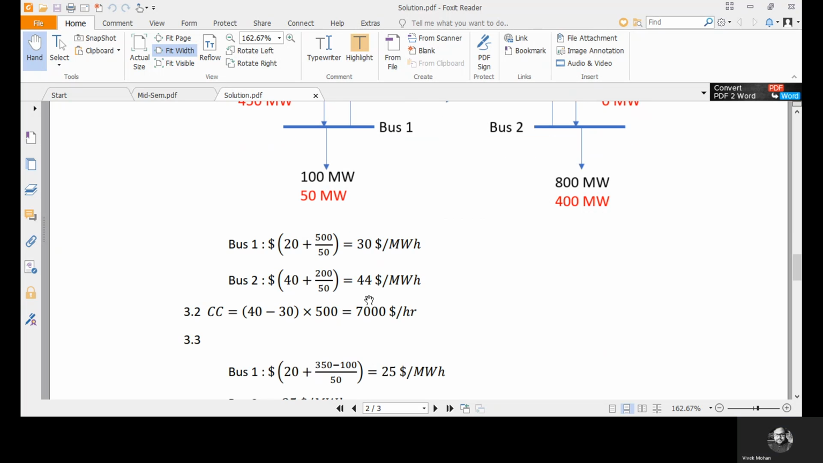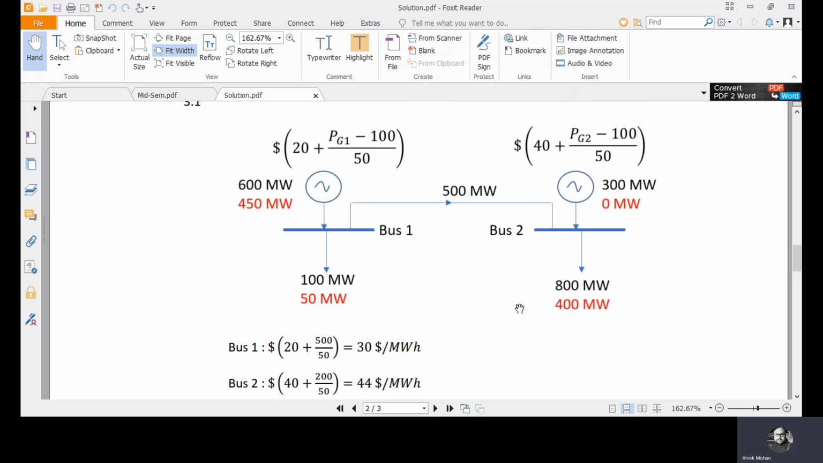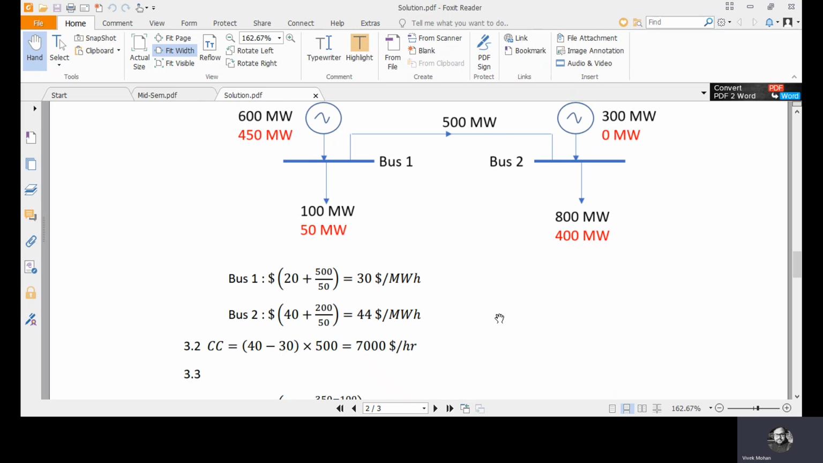So the actual flow is 500 megawatts through the line. The LMP here is 44, and for the other bus it is 30. So 44 minus 30 times 500 has to be taken.